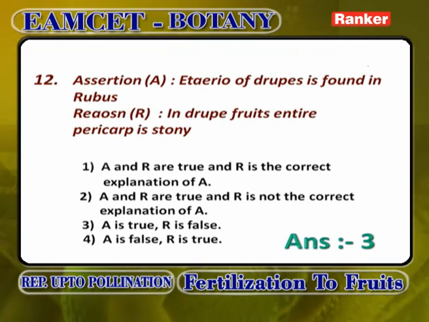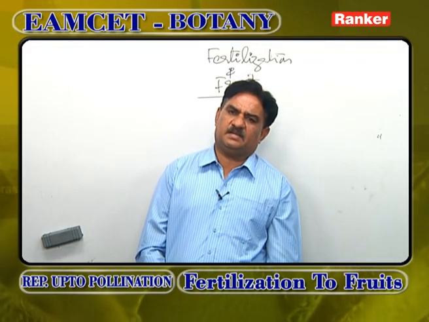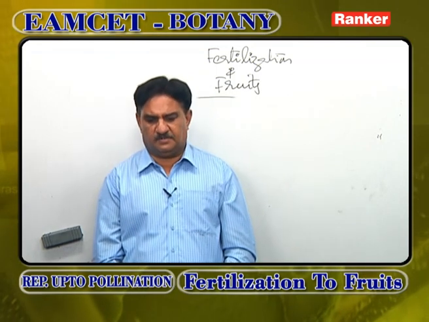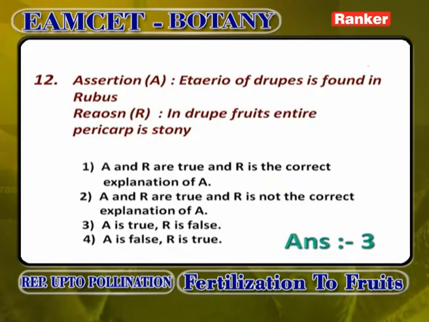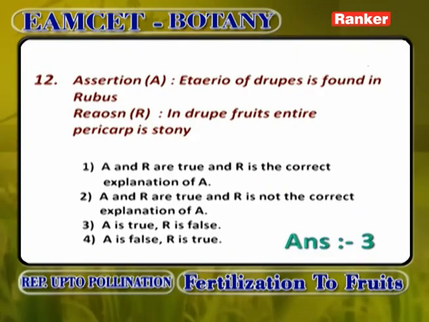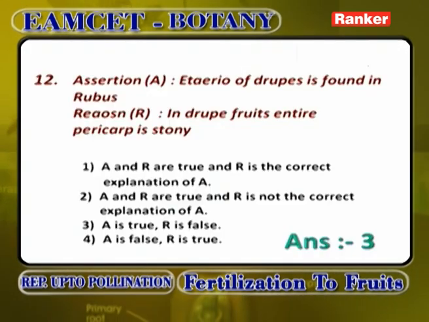Etaerio of drupes means every fruitlet formed in the aggregate fruit is a drupe in Rubus. In drupe fruits, "entire pericarp is stony" is wrong. Only the endocarp is stony. Hence, the answer is 3. A is true, R is false.